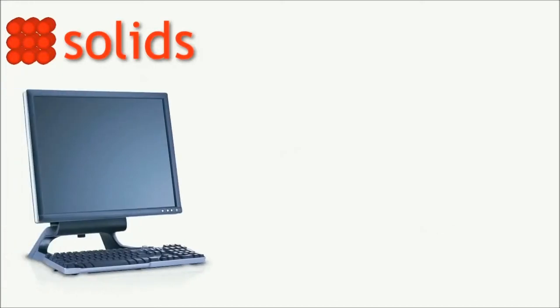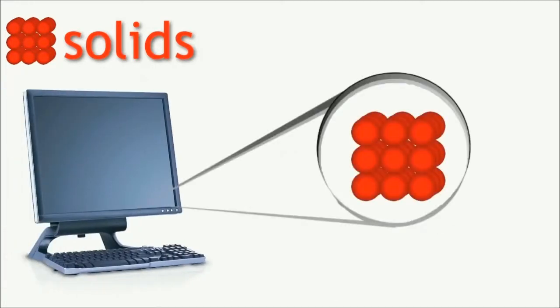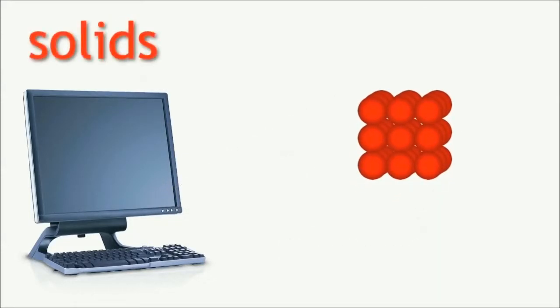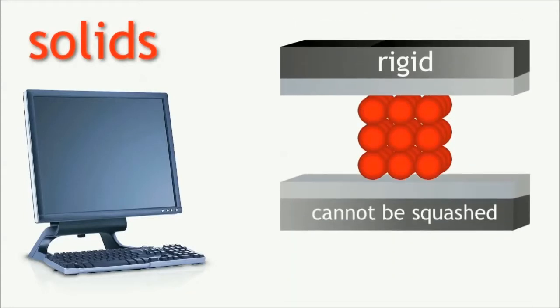The properties of solids depend on how the particles in solids are packed. In a solid, the particles are closely packed in fixed positions and cannot move anywhere. So, solids are rigid, cannot be squashed or compressed, and have a fixed shape and a fixed volume. They cannot flow.